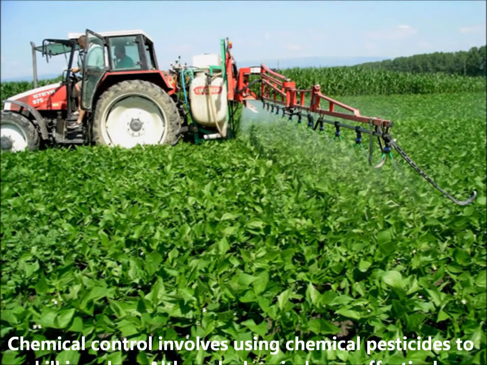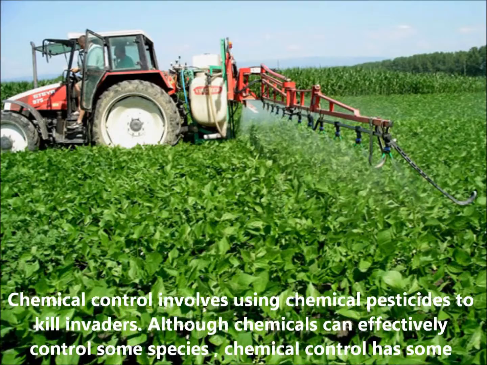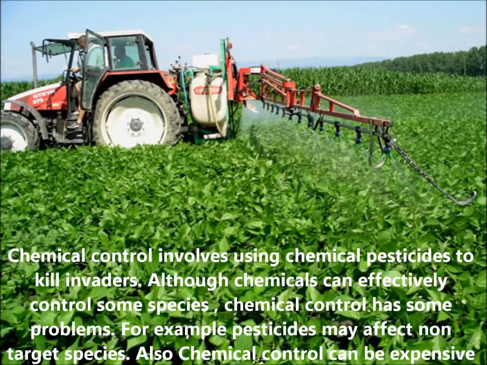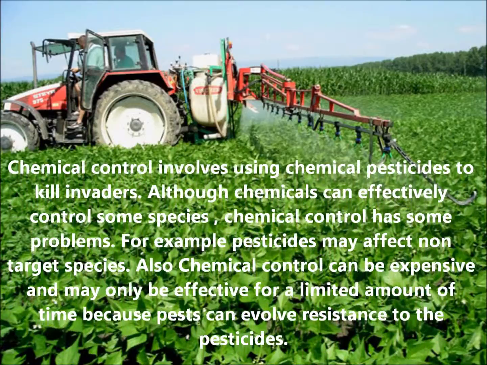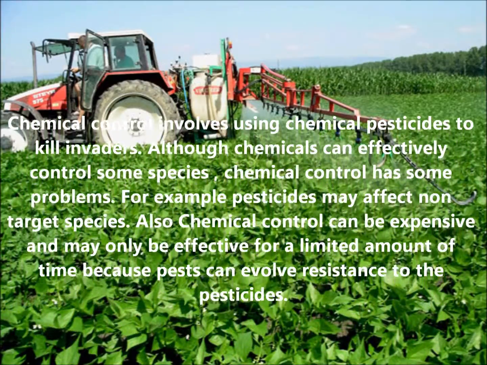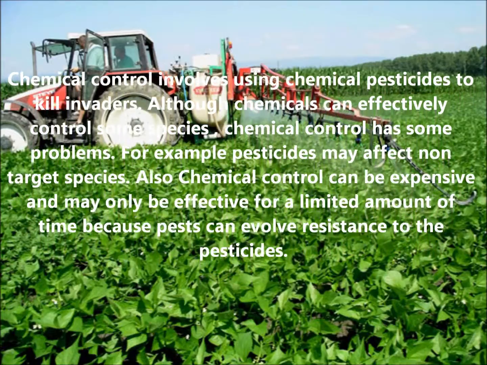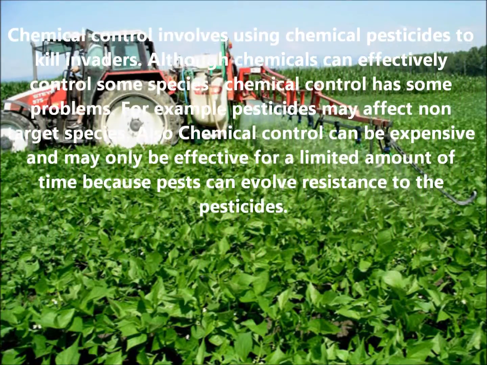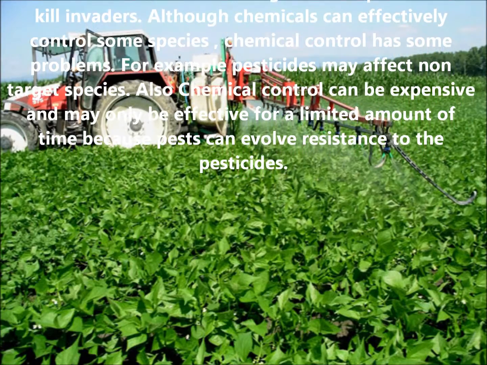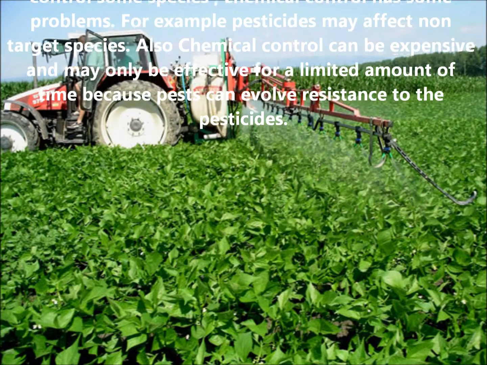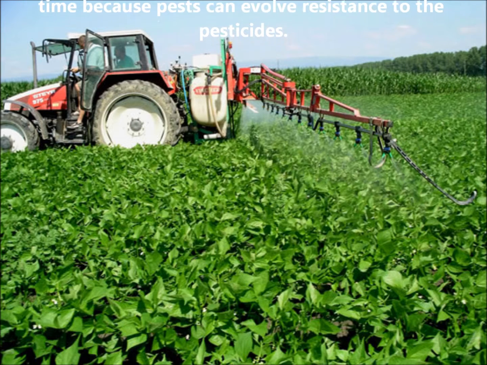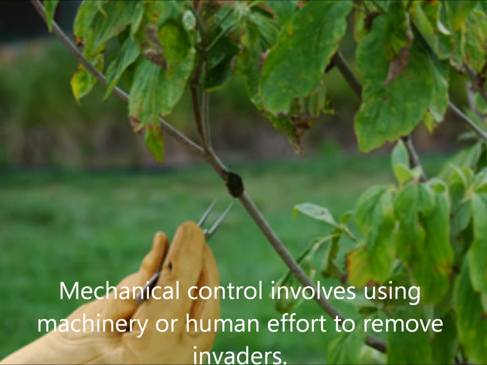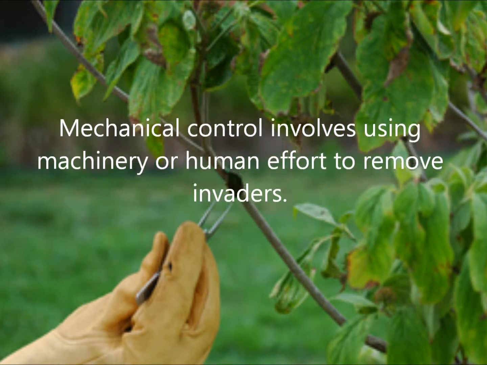Chemical control involves using chemical pesticides to kill invaders. Although chemicals can effectively control some species, chemical control has some problems. For example, pesticides may affect non-target species. Also, chemical control can be expensive and may only be effective for a limited amount of time because pests can evolve resistance to the pesticides. Mechanical control involves using machinery or human effort to remove invaders.